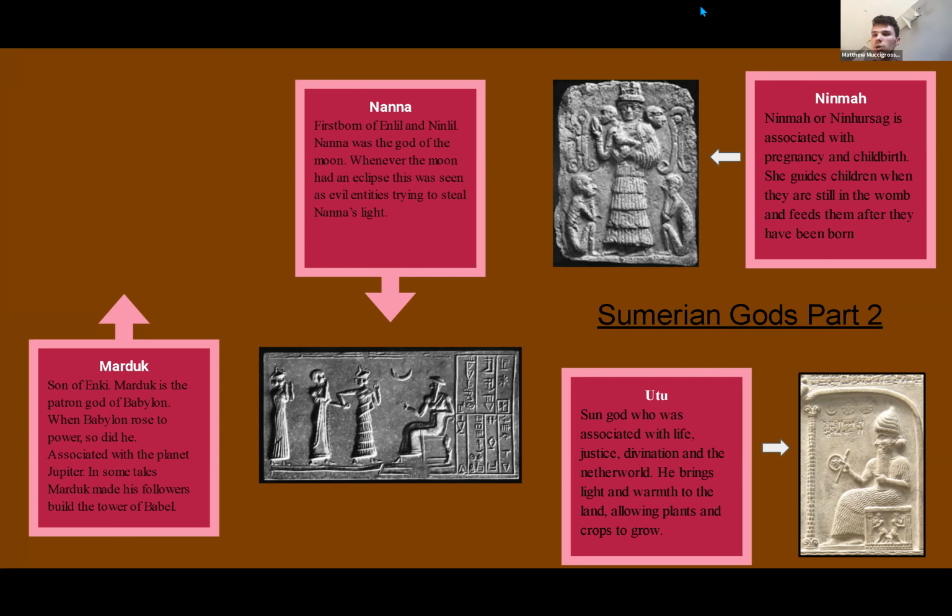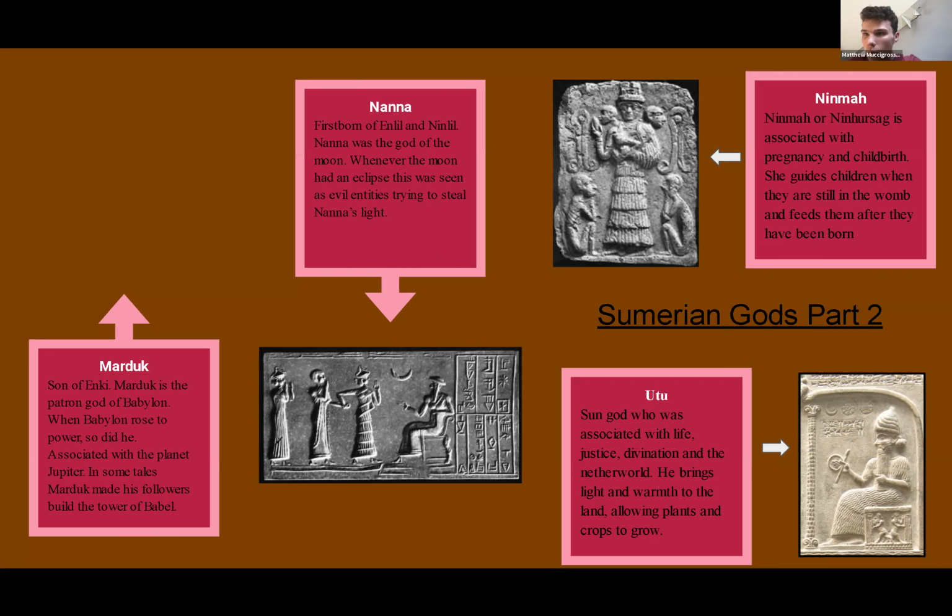Attu was associated with life, justice, divination, and the netherworld, and he was the sun god. And so he was believed to ride through the heavens in a sun chariot, and he could see basically everything, and he enforced divine justice among the gods and helped those humans in distress.